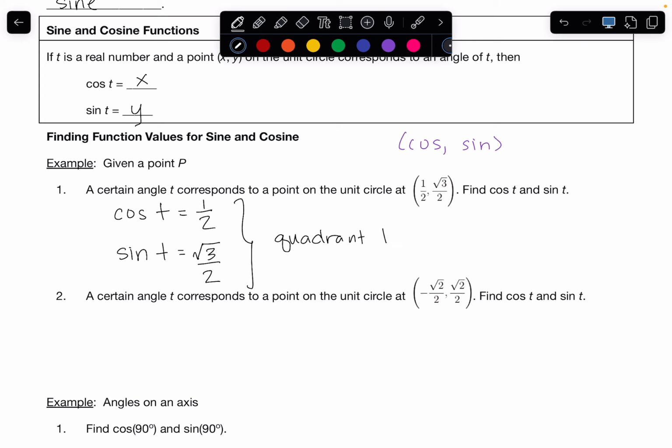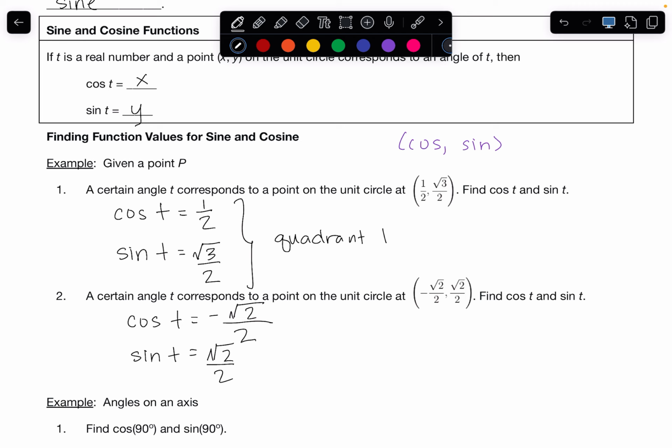Very good. Next one, a certain angle T corresponds to a point on the unit circle, negative root 2 over 2 comma root 2 over 2. Find cos and sine. Ethan, what is cosine of that angle for example 2? Negative root 2 over 2. Perfect. Luna, what's the value for sine at that point? Positive square root of 2 over 2. Very good. Lupe, based on that point, which of the 4 quadrants are we in?